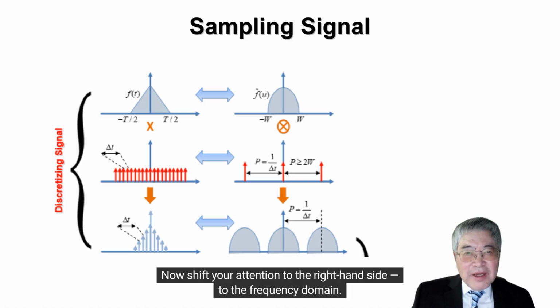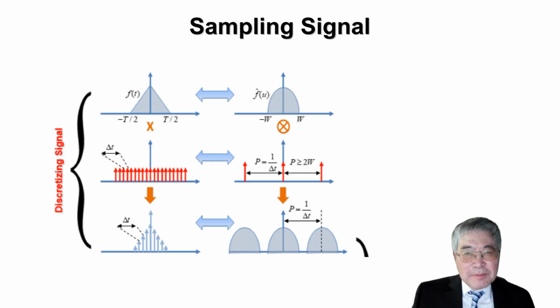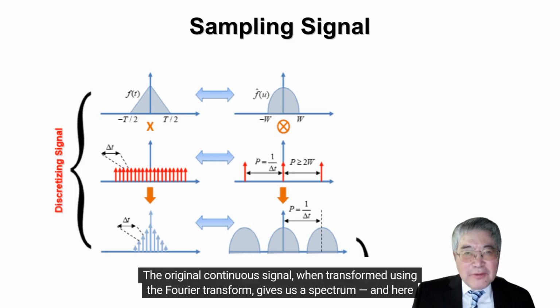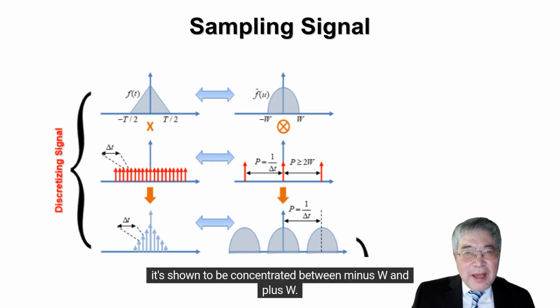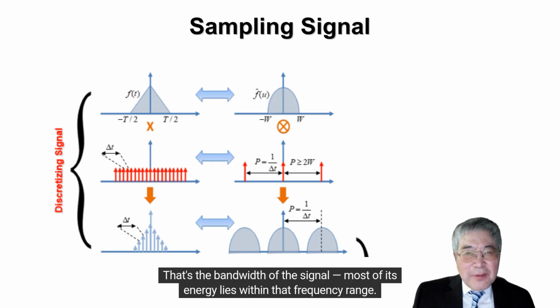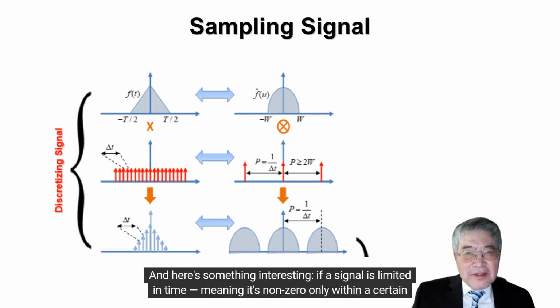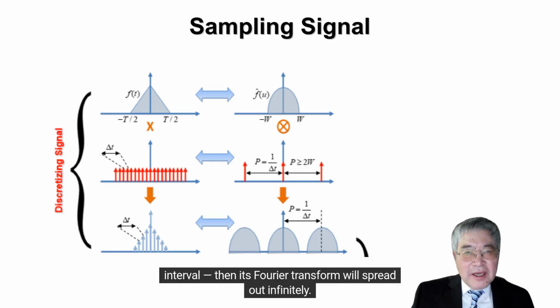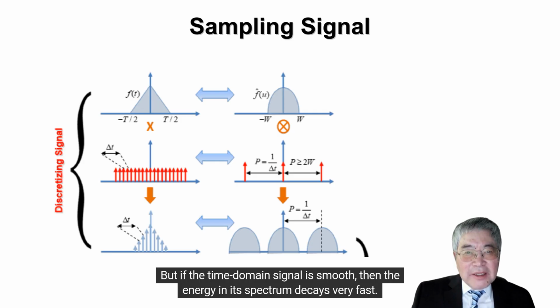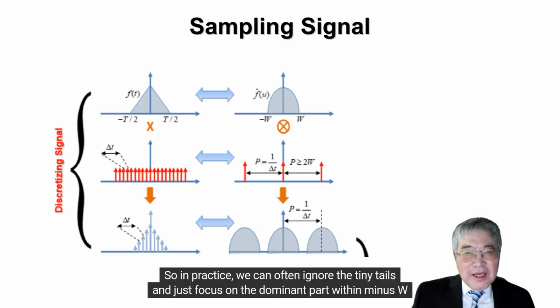Now shift your attention to the right-hand side, to the frequency domain. The original continuous signal, when transformed using the Fourier transform, gives us a spectrum, and here it's shown to be concentrated between minus W and plus W. That's the bandwidth of the signal. Most of its energy lies within that frequency range. And here's something interesting. If a signal is limited in time, meaning it's non-zero only within a certain interval, then its Fourier transform will spread out infinitely. But if the time domain signal is smooth, then the energy in its spectrum decays very fast. So in practice, we can often ignore the tiny tails and just focus on the dominant part within minus W to W.